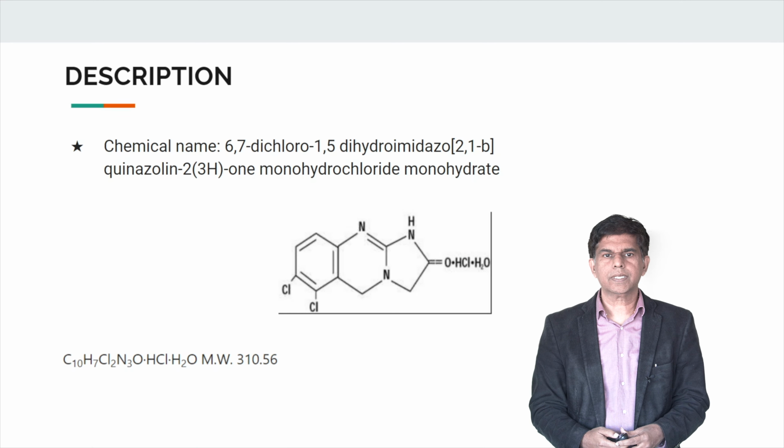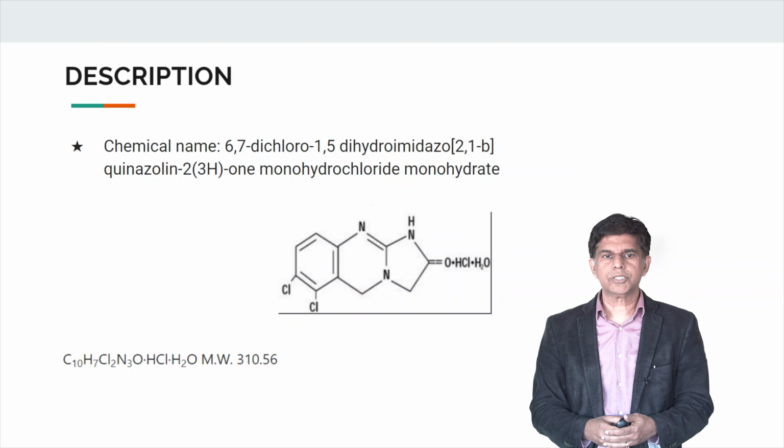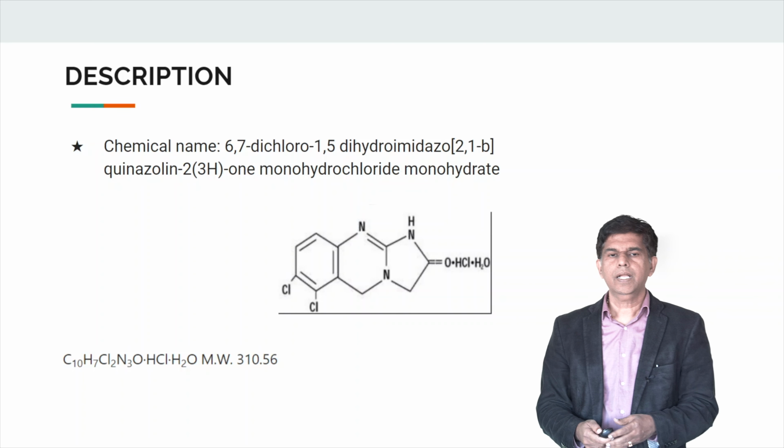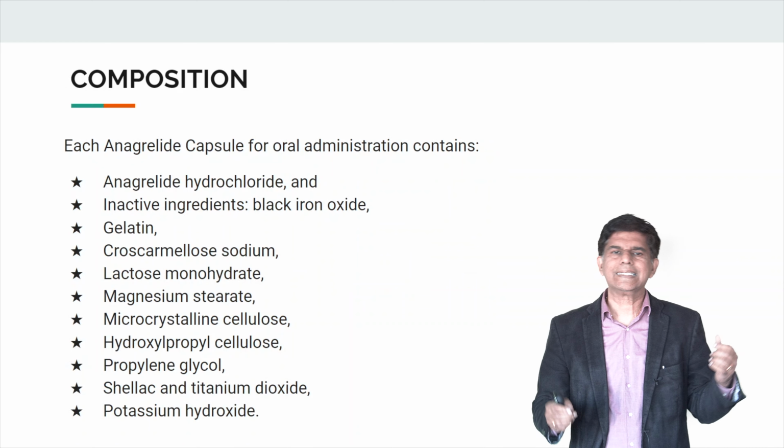Our topic again today is ANAGRELIDE, and let's look at the chemical name: 6,7-dichloro-1,5-dihydroimidazo quinazolin-2-one monohydrochloride monohydrate, and we have the chemical formula: C10H7Cl2N3O·HCl·H2O, MW 310.56. So what does this drug contain?